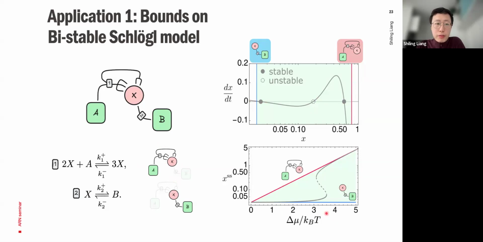And we can also draw the bifurcation diagram. We can show the bistability as a function of the driving force. At intermediate driving force, we can have some bistability. But no matter how small or how large the driving force is, the stationary state solution should always be inside the thermodynamic space we found before by comparing different pathways.